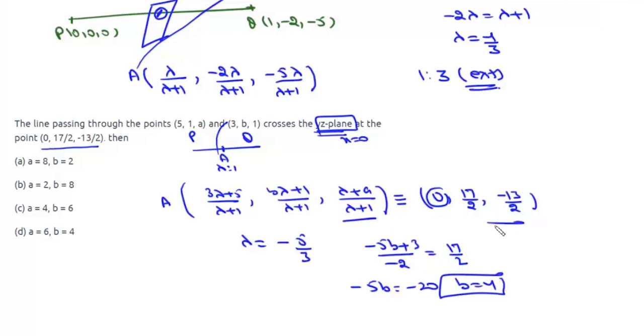And if we compare this, we'll get minus 5 plus 3a upon minus 2, it'll be equal to minus 13 by 2. So we'll get 3a equals 13 plus 5, 18. 18 by 3 is 6. So value of a is 6 and value of b is 4, and that's your option D.